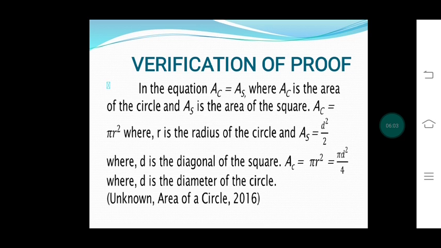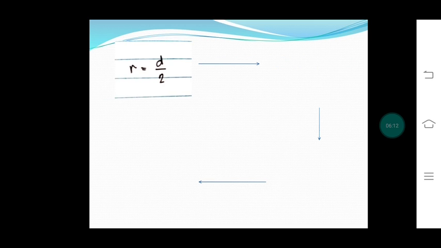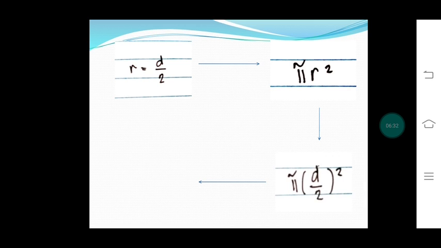But I will discuss first how we got pi d squared over 4. So, di ba ang r is d over 2. And then ang pagkuha sa area of the circle is pi r squared. So, since nakuha na nato ang value sa atong r, atong i-substitute sa equation sa pi r squared. So, ani ang itsura. And then sa distributive property, i-distribute ang 2 sa d og 2. So, pi d squared over 4.